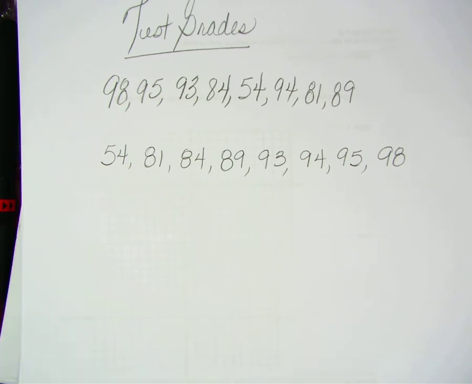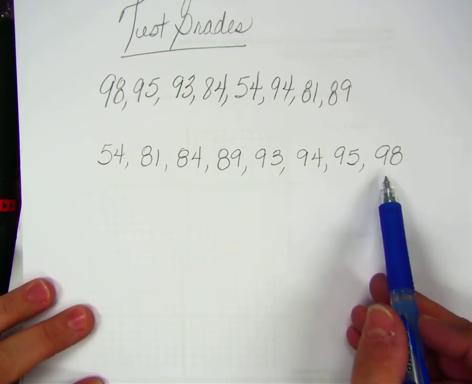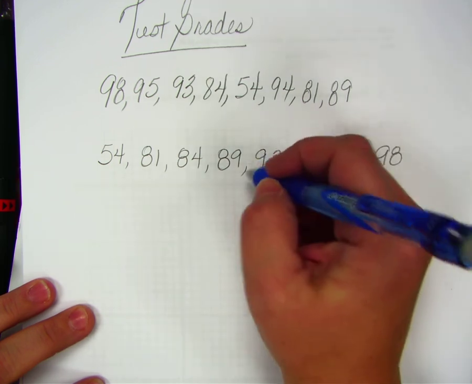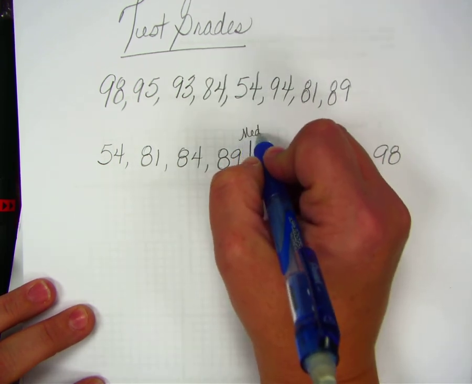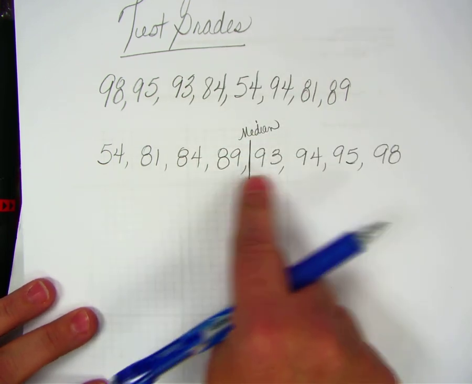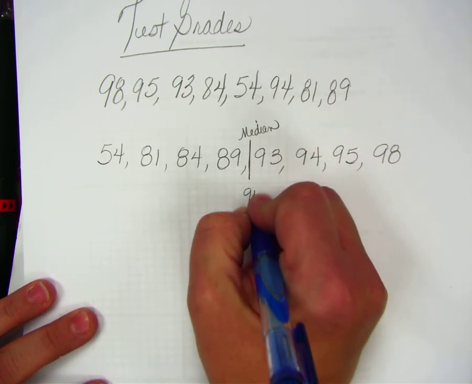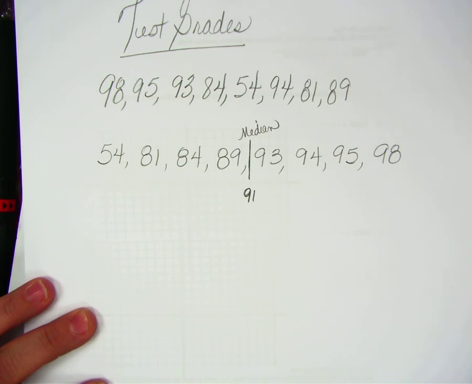Now the next thing we're going to do is find the median. Remember that the median is literally the middle. So I have 8 numbers here. So the middle is going to fall somewhere between the 4th and the 5th number. So here's my median. And in this case, the median would be the mean of those two numbers, which is a 91. So the median score on this test is a 91.